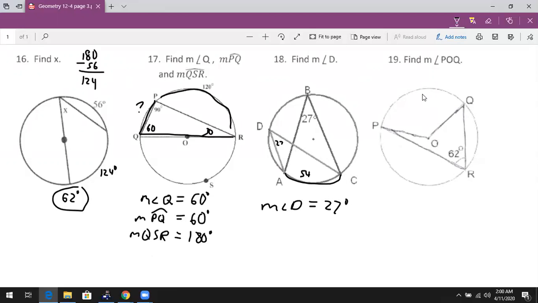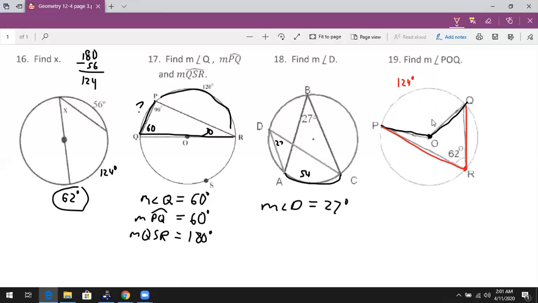Now 19 is a little bit different. It wants angle POQ, that one. Now notice POQ is a central angle, but I'm going to use angle PRQ to find it. Now PRQ has its vertex on the circle, which means it's an inscribed angle, and the angle is half the arc. So the angle being 62, 62 is half of arc PQ. Arc PQ would be 124 degrees.